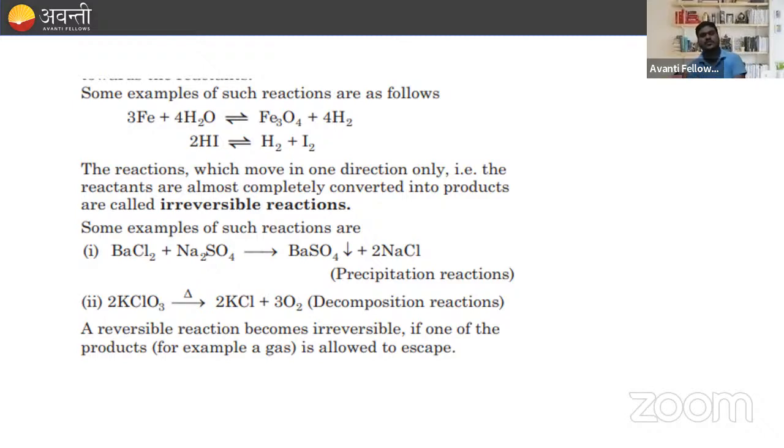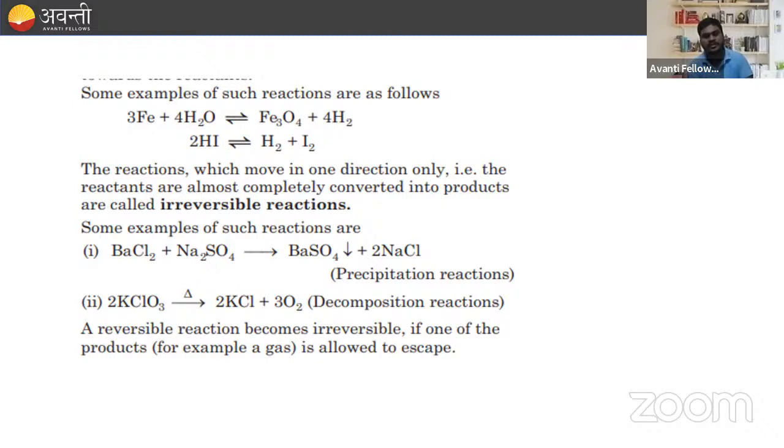The reaction which moves in one direction only, where the reactants are almost completely converted into product, is called an irreversible reaction. Always remember this. While reversible reactions are those which can take place from each side. Some examples of irreversible reactions are BaCl2 and Na2SO4. This is a very fast precipitation reaction, so this is an example of an irreversible reaction.